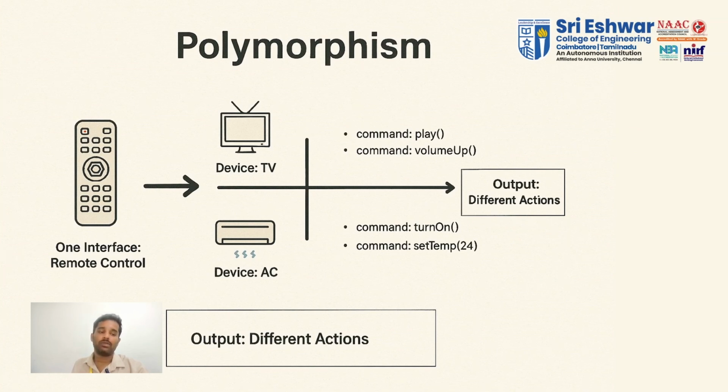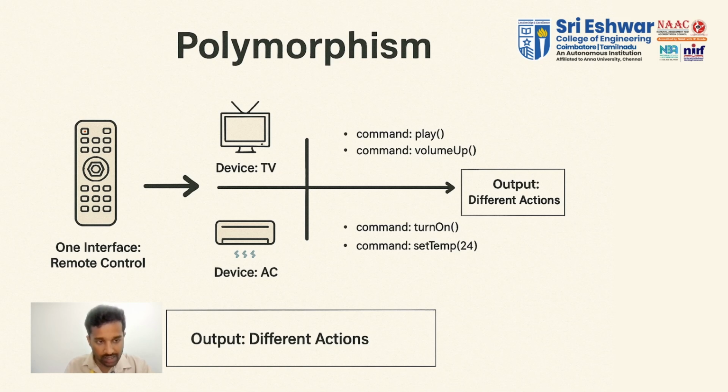Then polymorphism. What is polymorphism? In general, poly means more than one form. So the same thing, it may be a class or function, takes many forms in different places. Based on that, its behavior may change.